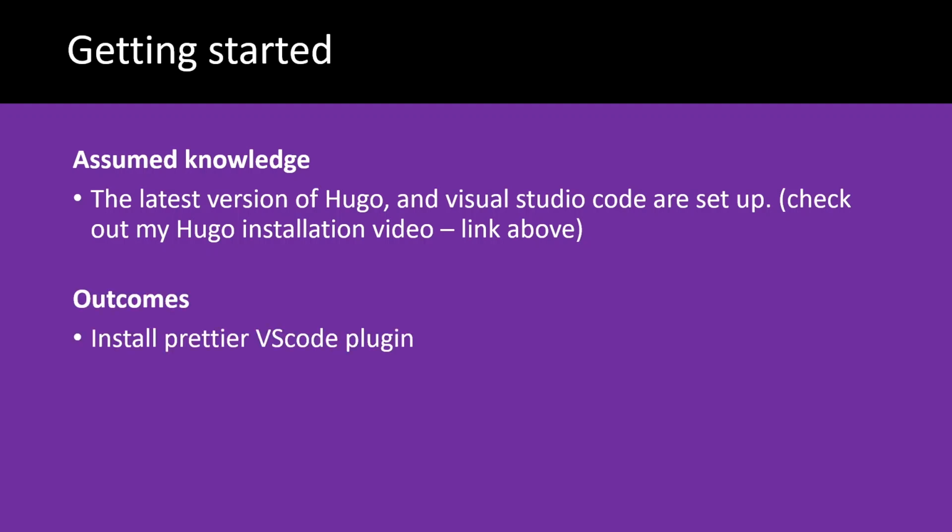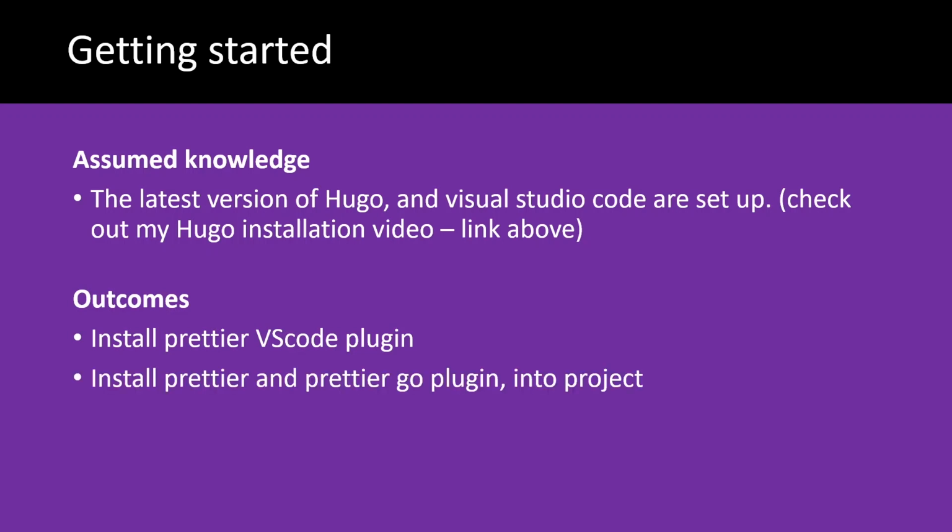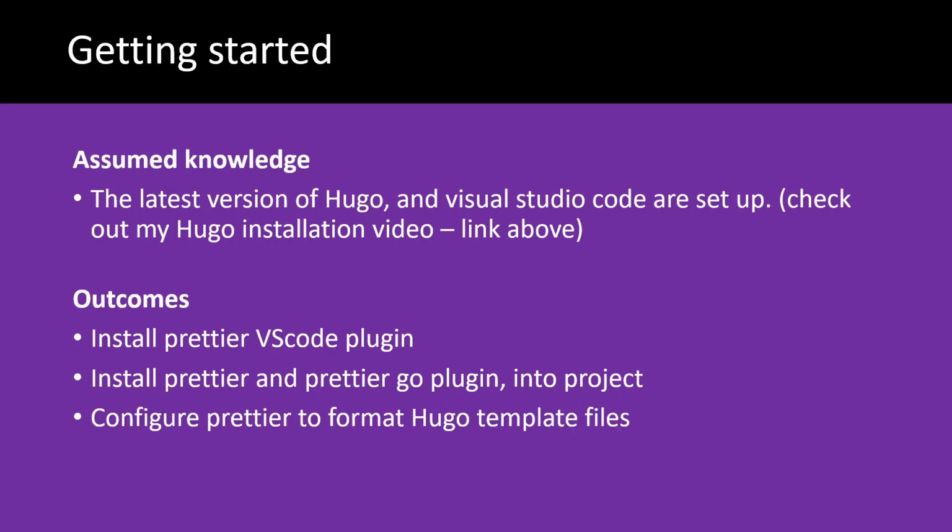So we're going to look at how to install the Prettier VS Code plugin. We're then going to look at installing Prettier and the Prettier Go plugin into a project. And then we're going to create a configuration file to configure Prettier to format your Hugo template files.